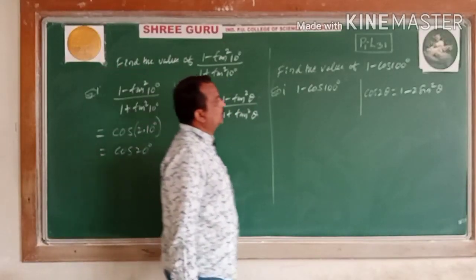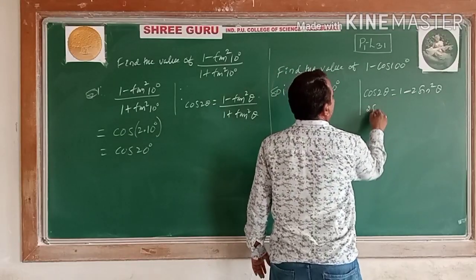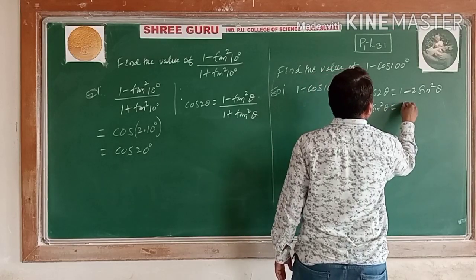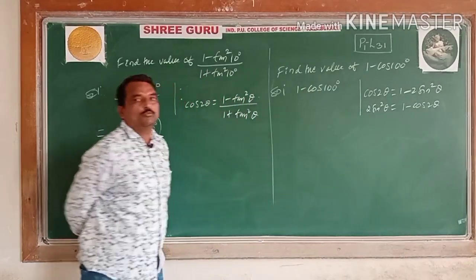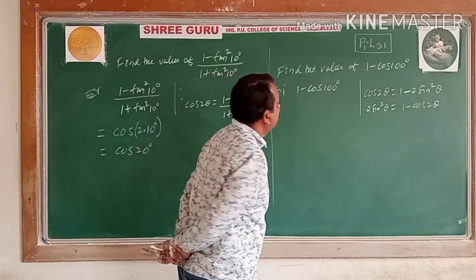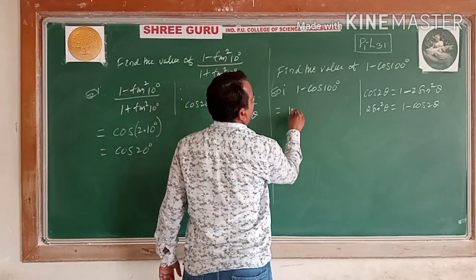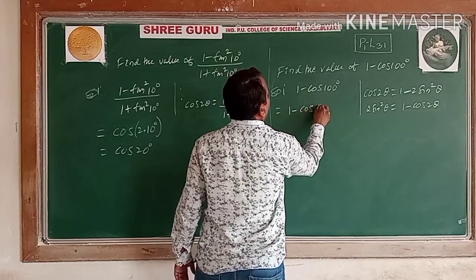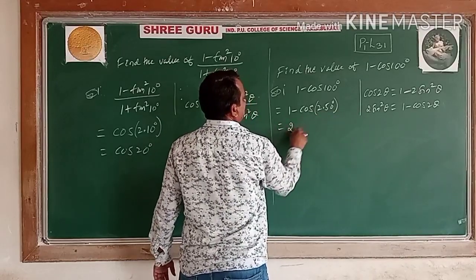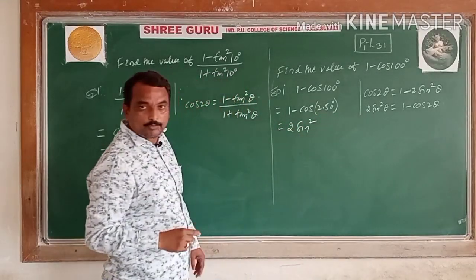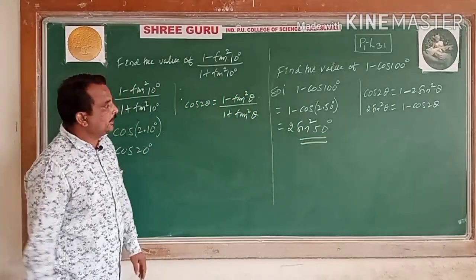Cos 2 theta is equal to 1 minus 2 sin square theta. 2 sin square theta taking this side it becomes plus. Cos 2 theta taking this side, 1 minus cos 2 theta. Is it in the form of 1 minus cos 2 theta? 100 degree, you may convert it. So this is equal to 1 minus cos of 2 theta form. This is equal to 2 sin square theta, what is theta? Theta is equal to 50 degree. 2 sin square of 50 degree.